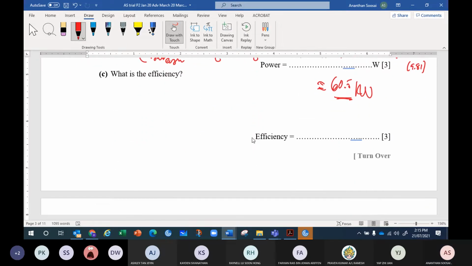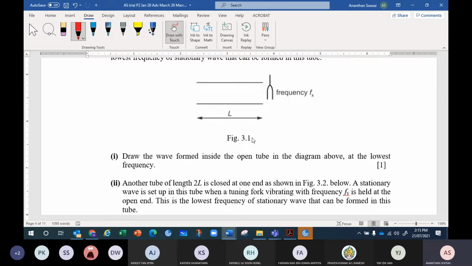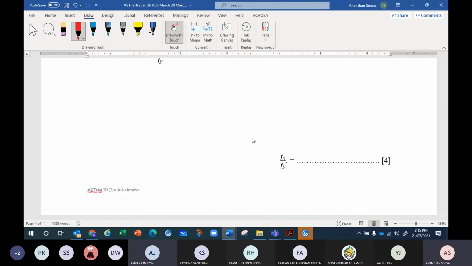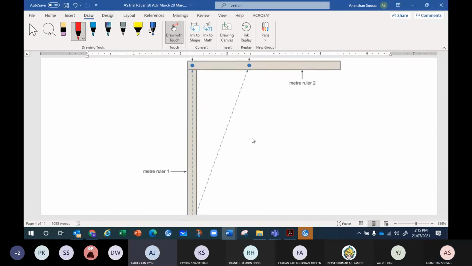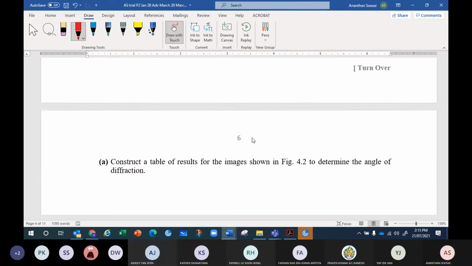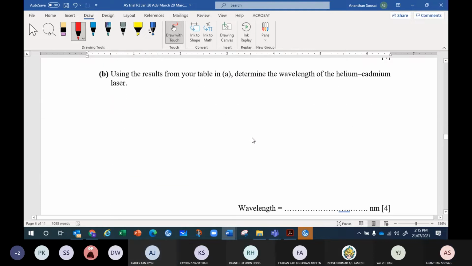Paper 2? No questions. Question 4B. Okay, question 4B, wave. Using the result from your table in A, determine the wavelength of the helium cadmium laser.